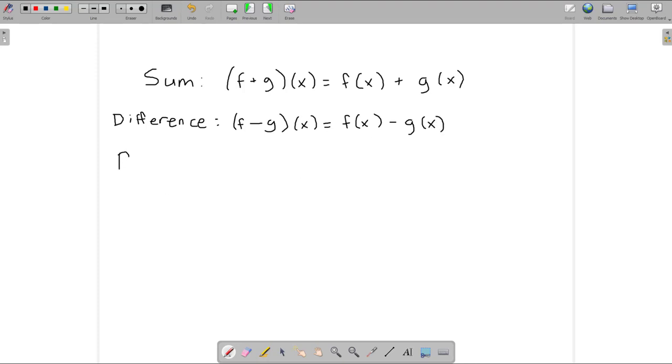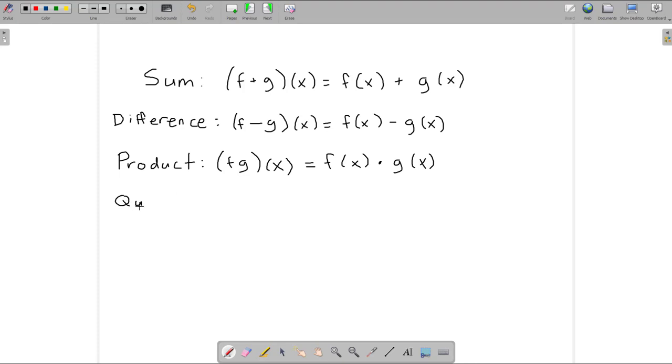We can also look at the product of two functions, which is denoted like this, fg of x just equals f of x times g of x. And I use the little dot here for multiplication, so I don't confuse it with my x's.